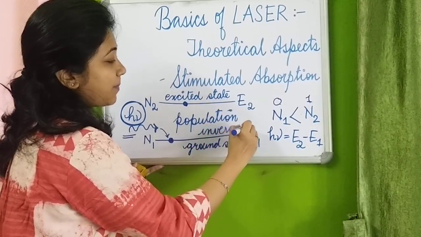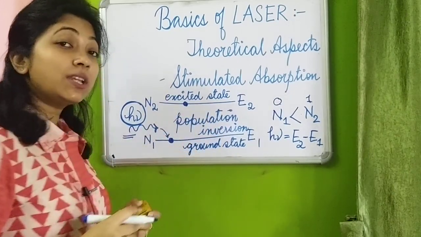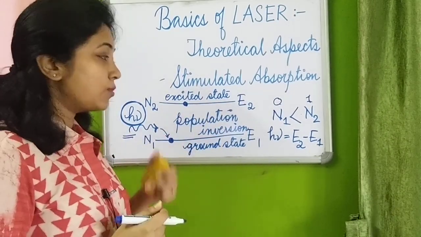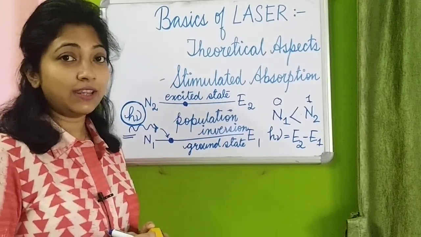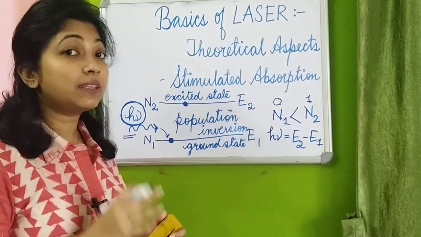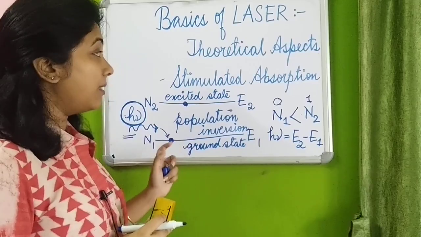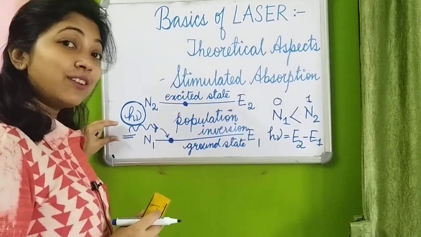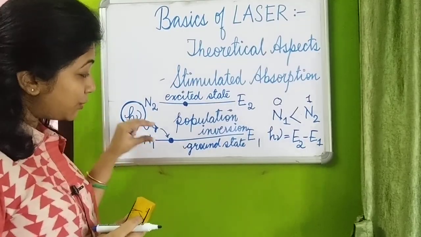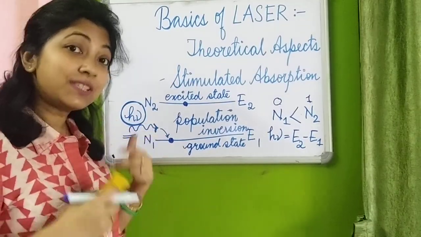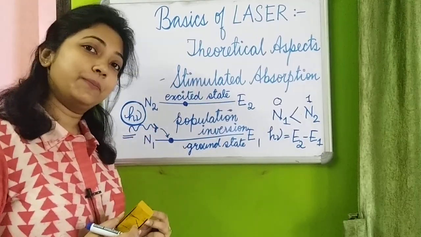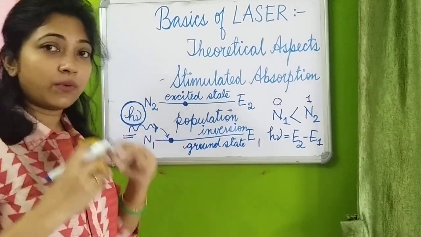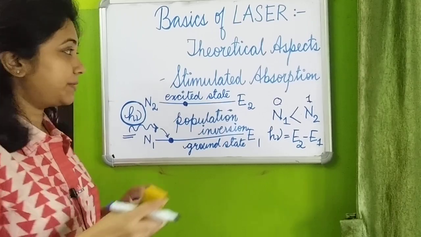The process by which the population in the excited level becomes higher than the ground state is called population inversion. And please remember that this can only occur when stimulated absorption occurs, which means some energy has been given to the system from outside, which means a stimulation has been given. Alright, with this point in our mind, let us move forward.